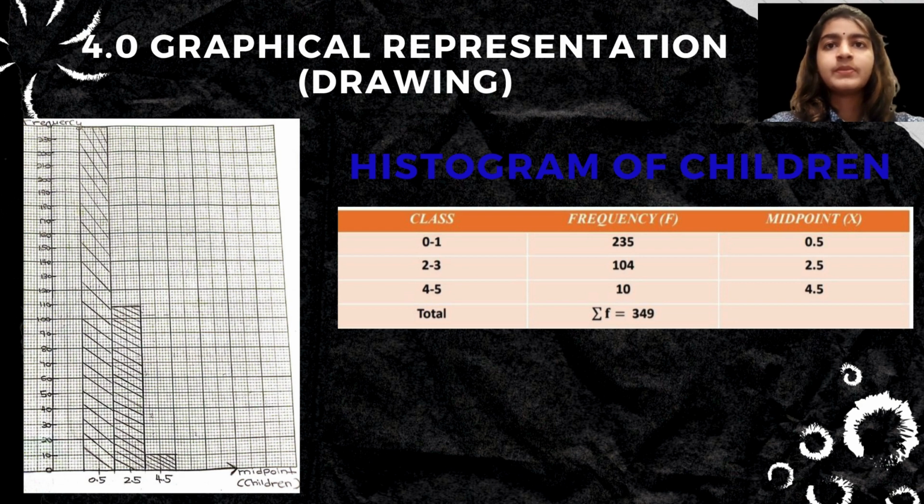According to the histogram, the midpoint of the class 0 to 1 is 0.5, and the maximum frequency is 235. In addition, the midpoint of class 2 to 3 is 2.5 and the frequency is 104, which is the second highest frequency. Lastly, there are 10 frequency for the class 4 to 5, which has 4.5 as the midpoint.